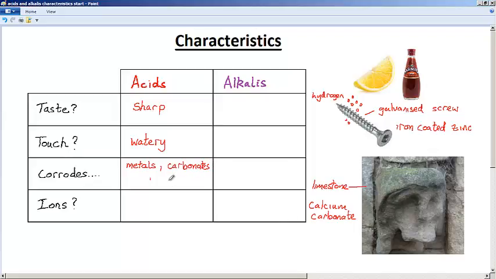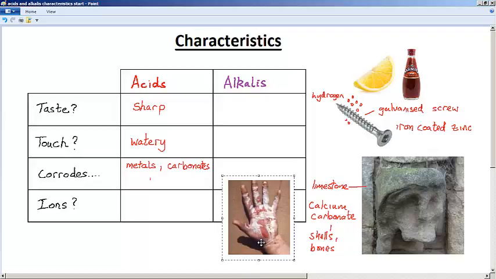Okay, so that's the second type of substances that acids will corrode, of which limestone is an example, and also, for example, seashells, bones, etc. These are all made from calcium carbonate. Now, acids will also corrode organic material.